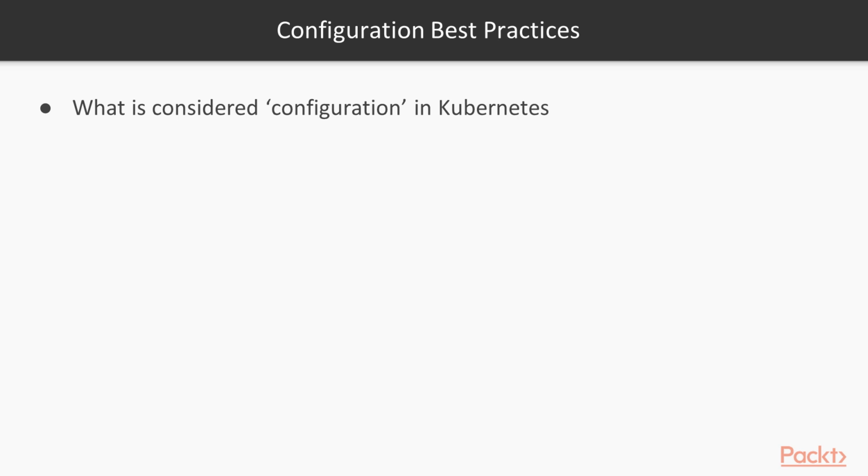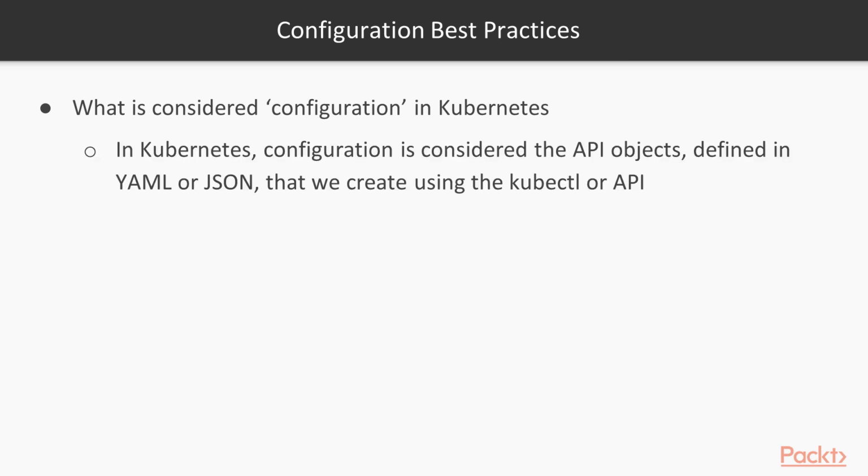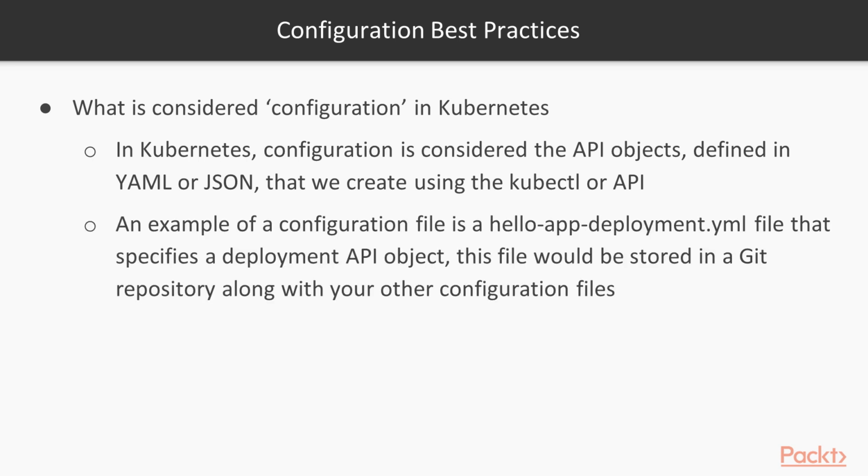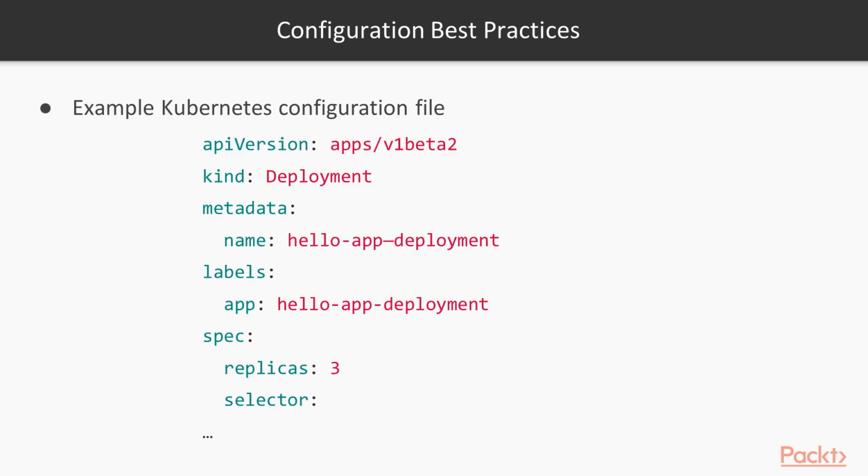What is considered configuration in Kubernetes? In Kubernetes, configuration is considered the API objects, defined in YAML or JSON, that we create using the kubectl or API. An example of a configuration file is a hello app deployment.yaml file that specifies a deployment API object. This file would be stored in a Git repository along with your other configuration files. As you can see, the example Kubernetes configuration file below is the deployment configuration file.